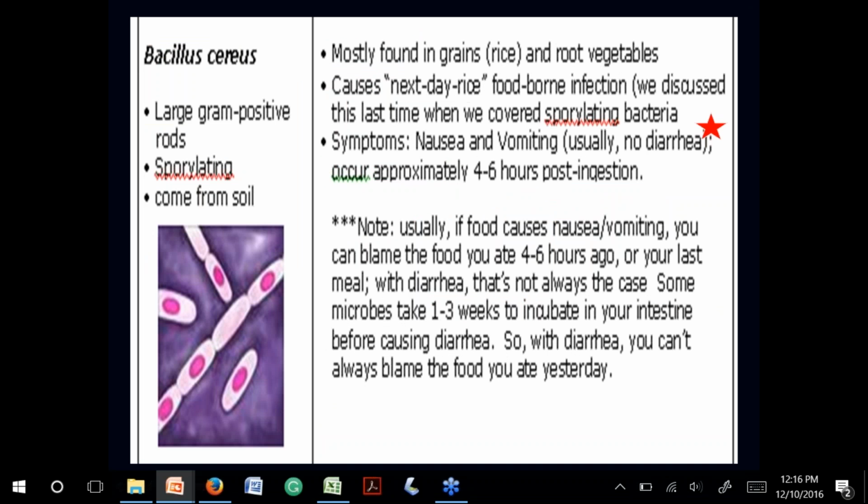All right, so let's go to Bacillus cereus. Usually it causes nausea and vomiting, but no diarrhea. It is mostly located in the soil, and especially in next-day rice. If you leave the rice out for 1, 2, 3 days, these bacteria love the rice too. They proliferate, and when you eat it, you start to have nausea and vomiting. There is no diarrhea involved here. Okay, coming from the soil.